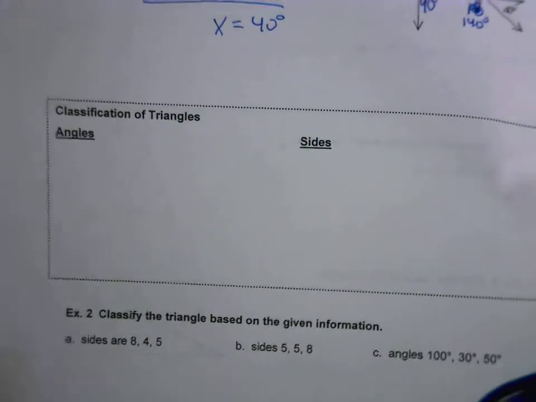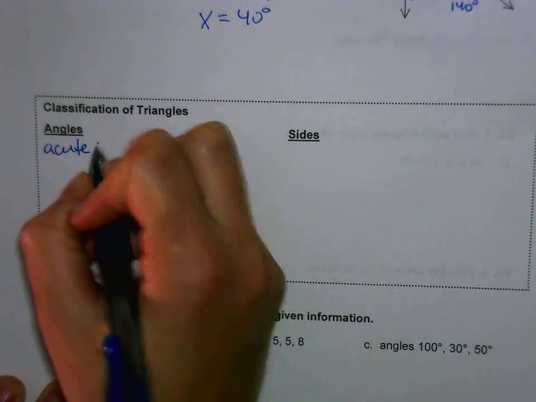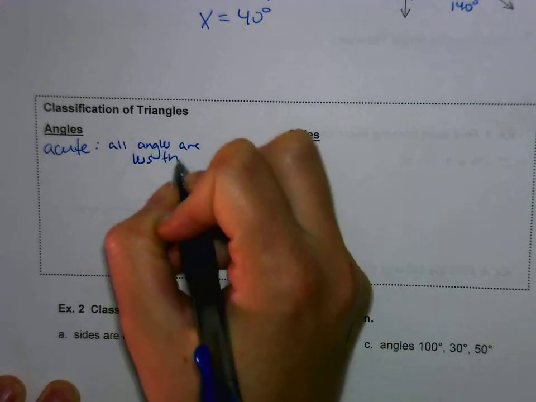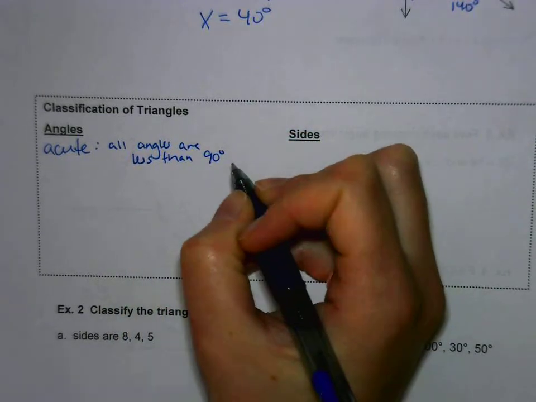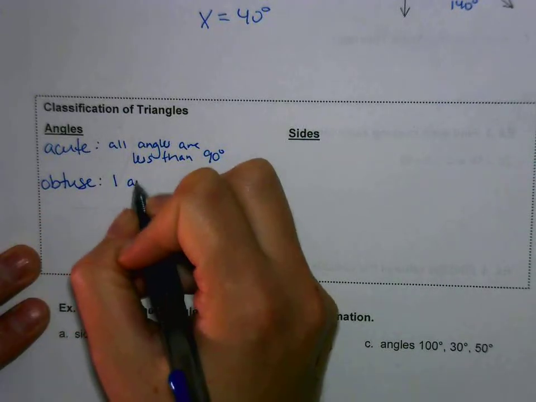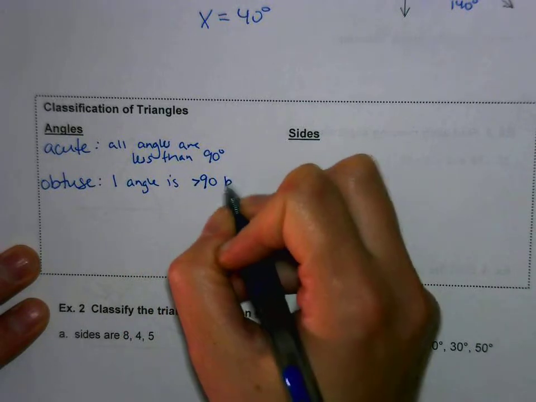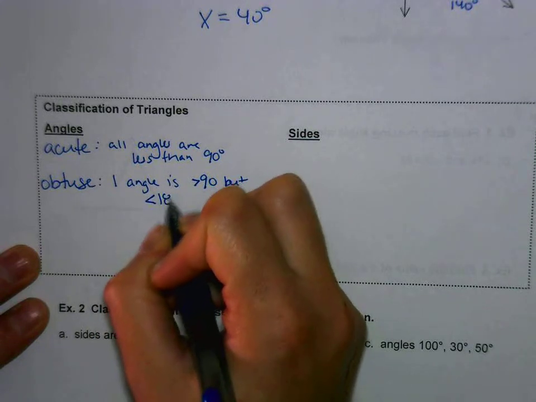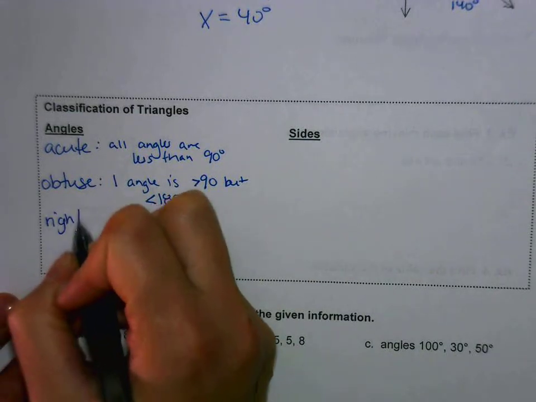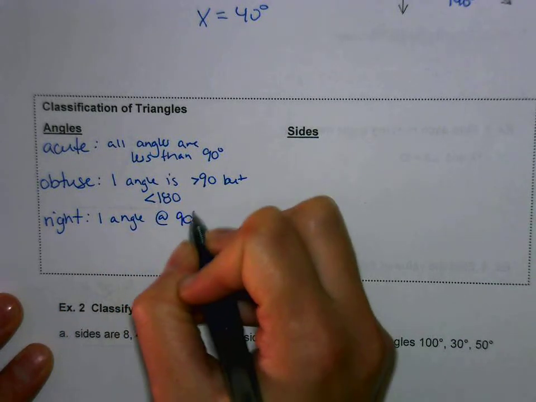Let's look at different ways we can classify triangles. If we're looking at angles, we can have an acute triangle, and that means all angles are less than 90 degrees. We can have an obtuse triangle. That means one angle is greater than 90, but less than 180 degrees. We could also have a right triangle, which means we have one angle at 90 degrees.